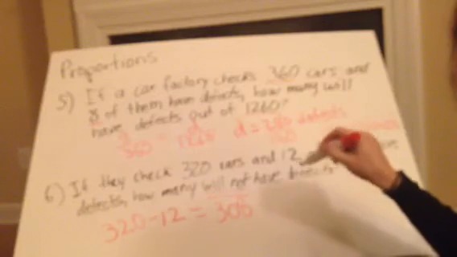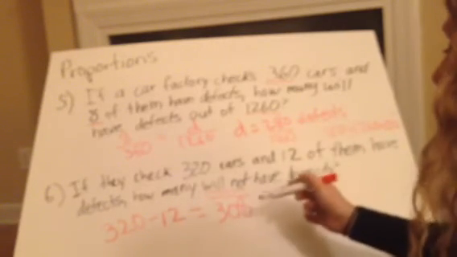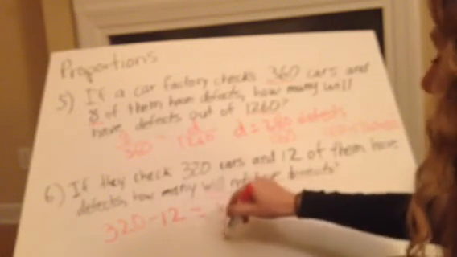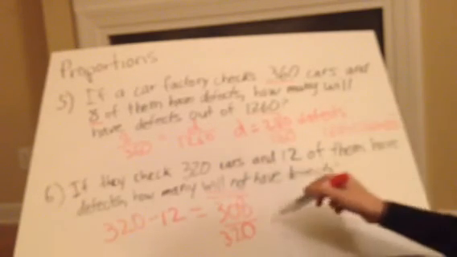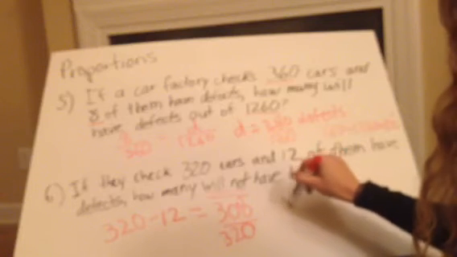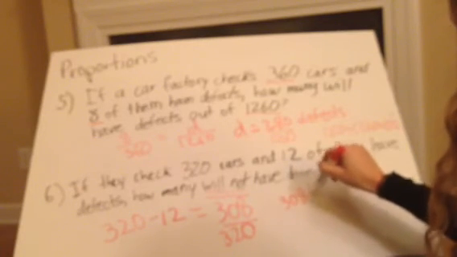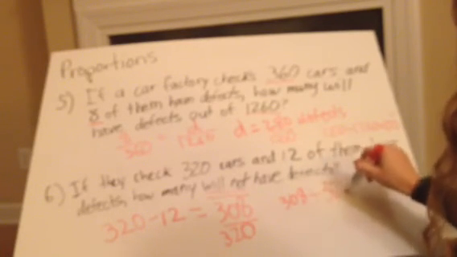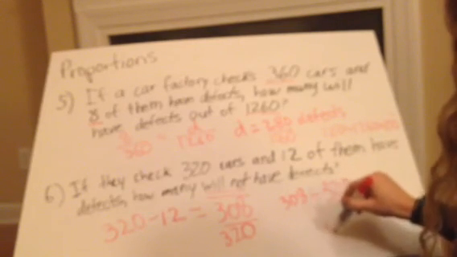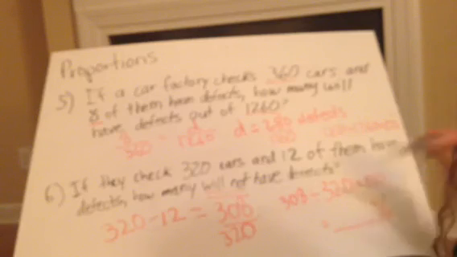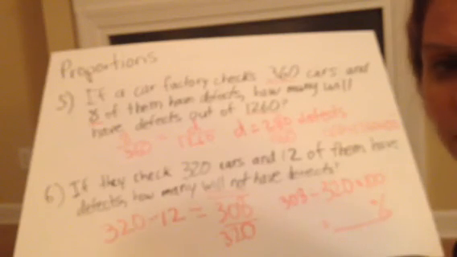But if you look, again, this one says you need to answer in a percent. So we have 308 out of 320 that are not defective. So make this a percent: 308, numerator, divided by denominator, 320, times 100. And that answer in percent form will be your final answer. And that's it.